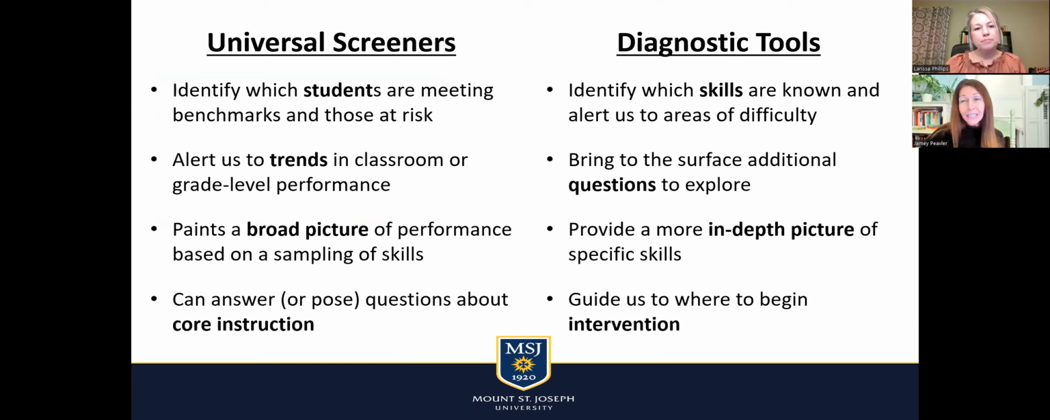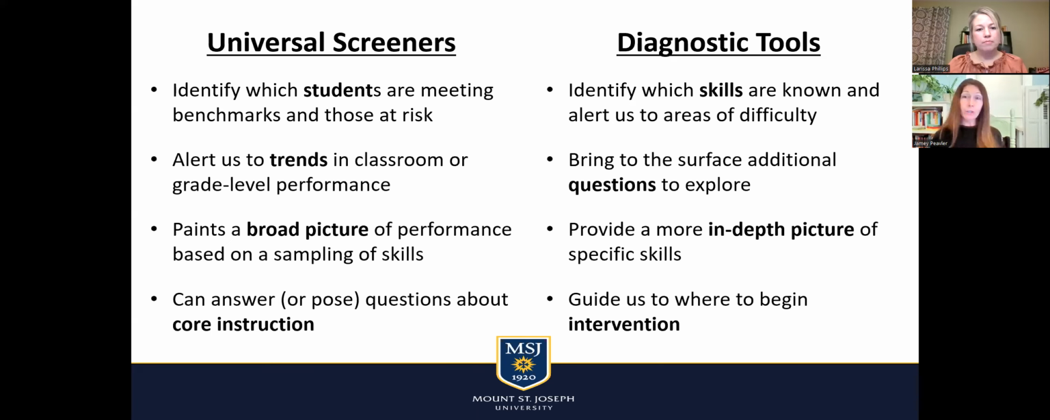So a couple of key characteristics to just draw attention to is the purpose of each type of assessment. So the purpose of a universal screener isn't to pinpoint what the specific skill deficit might be. It's to identify who's at risk, who's not meeting those benchmarks at that point in time. It's also to help us see trends, whether they're trends across the classroom or a grade level or even a school. Again, that might not tell us exactly what's going on, but it's going to give us a high-level overview. And so that's a broad picture.